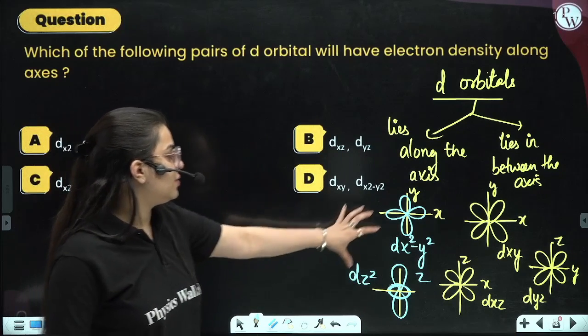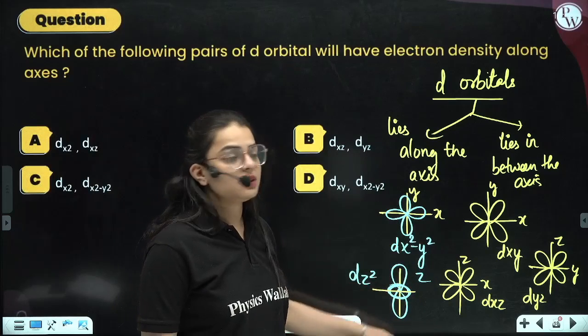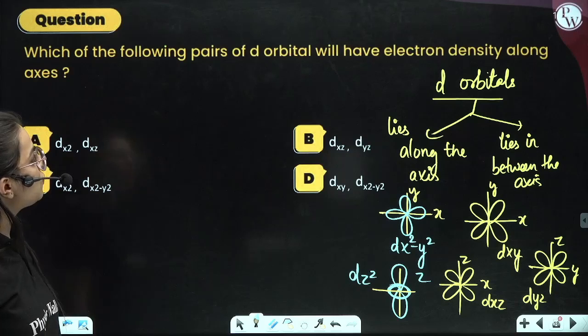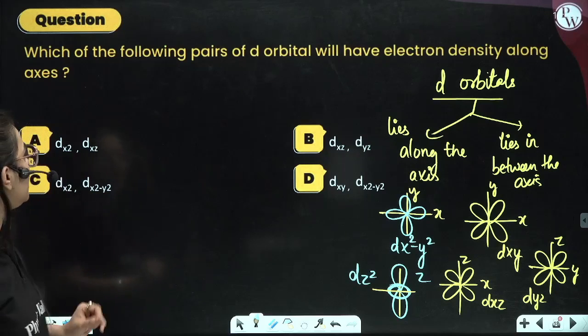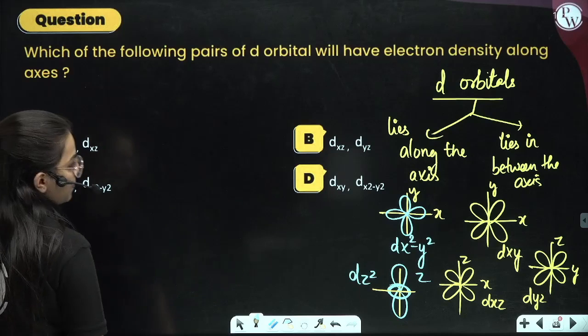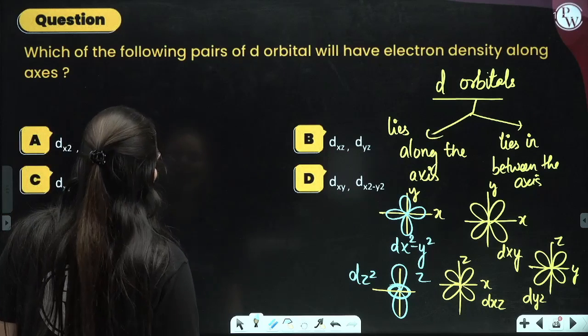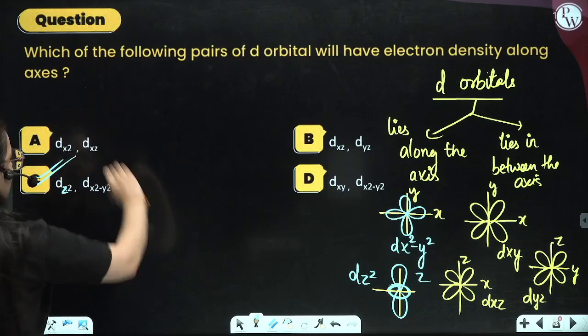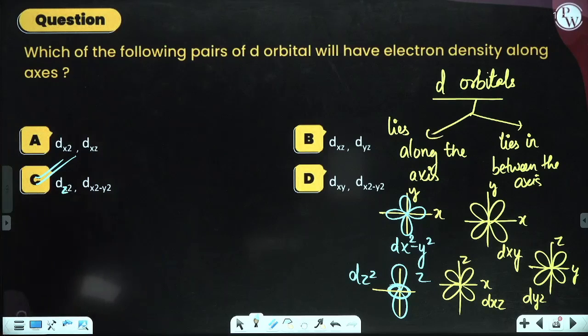Now these are the ones that lie along the axis, and these are the ones that lie in between the axes. They asked which of the following pairs of d orbitals will have electron density along the axis. Along the axis are dx square y square and dz square. Here you can correct it, it is dz square. So option number C is going to be the correct answer. Kindly correct it, it is a printing mistake over here. Is it clear to you people? Yes, students. Shall we move on to the next question of ours if it is done?